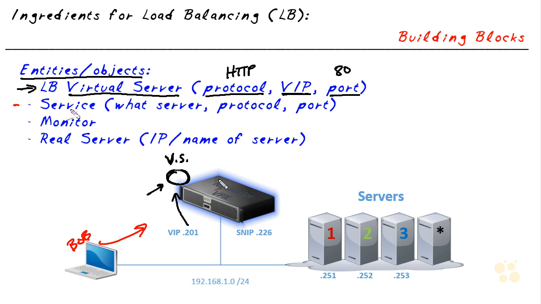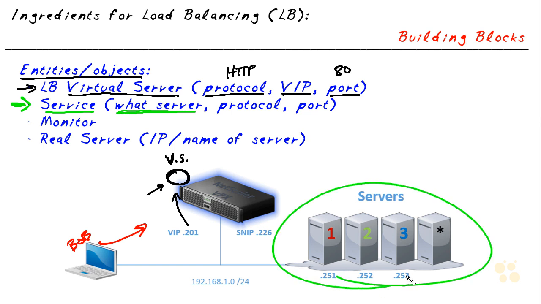For example, we could create a service called our HTTP service. And in that service object, we would identify what the real server is over here that's actually running that service, the protocol, in this case it would be HTTP, and the port, which also would be 80 in this example, if these were all web servers. And the magic is we are going to bind the virtual server to a service. So we're one step closer.